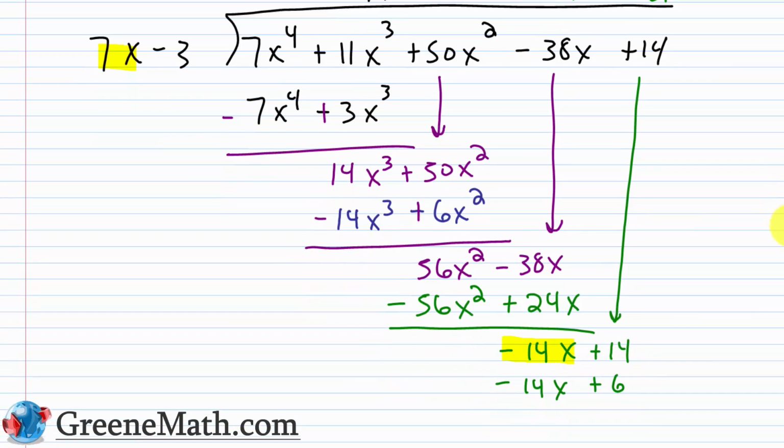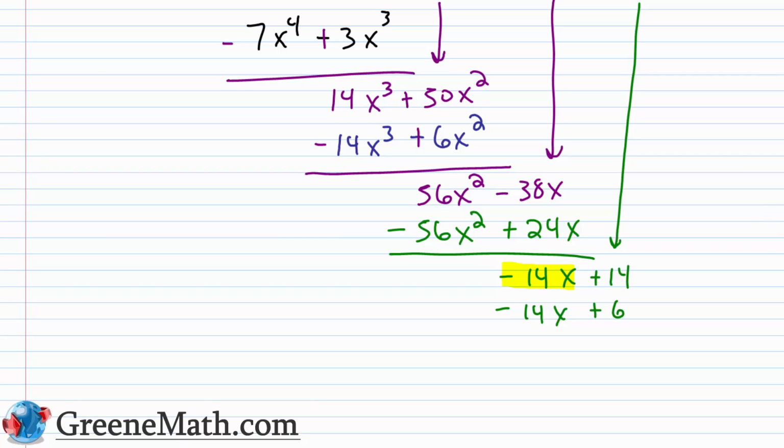And again, let's scroll down, get some room going. So change the sign of this and change the sign of this. Combine like terms. This cancels. 14 minus 6 is going to give me 8. So this guy right here is your remainder.